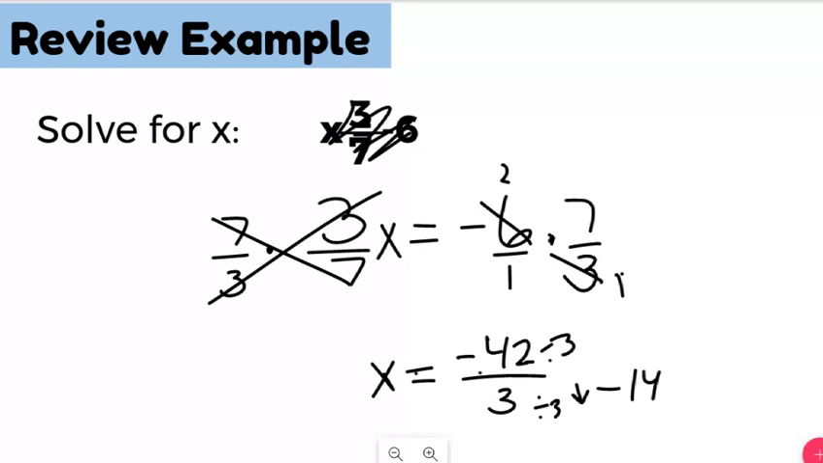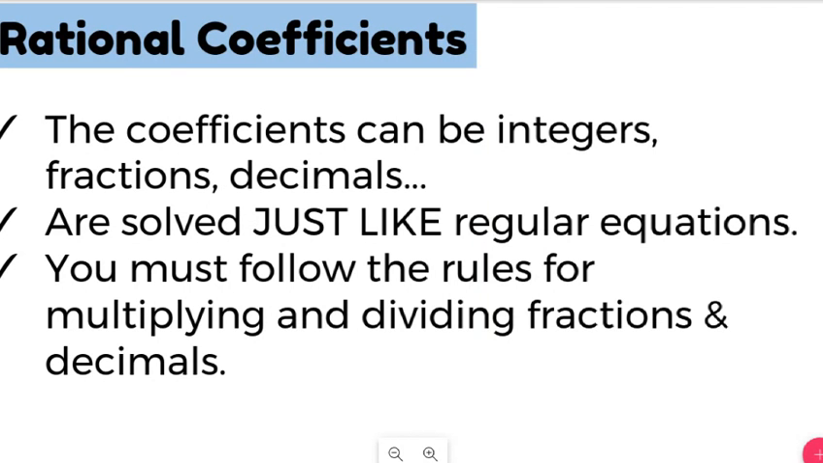Now here's the thing. We're actually going to be working with fractions everywhere. Okay? You do not need to write this part down. Just a few reminders. Your coefficients, you're going to see them as integers, positive, negative numbers, fractions, decimals, but we're going to solve them just like regular equations. We're not going to do anything crazy or fancy necessarily. They can be solved just like normal equations. The only thing is you must follow your rules for multiplying and dividing fractions and decimals. So that's the only thing you need to keep in mind, is that we still need to follow the rules for multiplying and dividing decimals and fractions. So we're going to focus on fractions today.